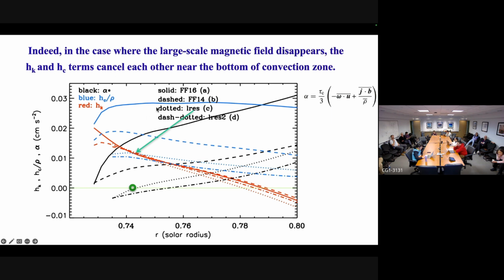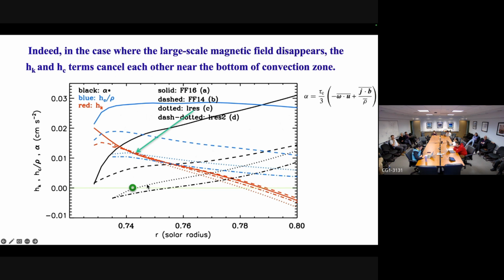So these two lines, this 16 and 14, we already see that. You see this dotted line is the case where the dynamo disappears. You see this blue dotted line is here, and the red dotted line is here. In here, this is the resultant. This is the alpha coefficient calculated using this formula. So you see here, indeed, near the bottom of the convection zone where the dynamo disappears, the resultant alpha from these two terms cancel each other. Here it is going to 0.